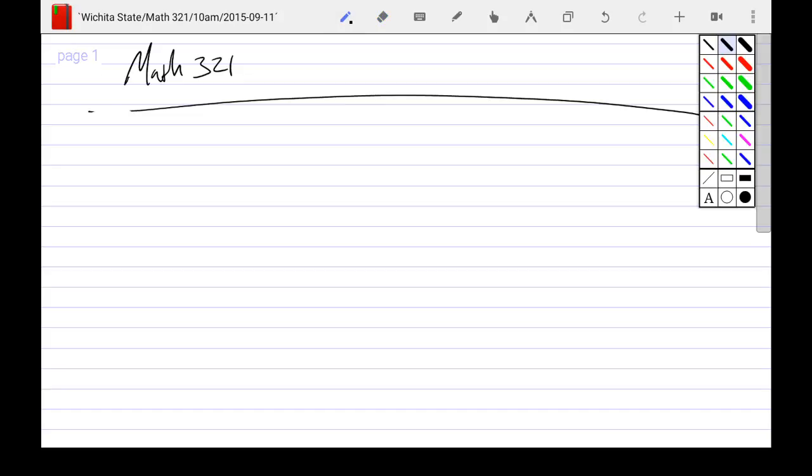Okay. If we're going to do the triangular inequality, the idea is I want to prove, or basically show to be true, that the absolute value of x plus the absolute value of y is going to be greater than or equal to the absolute value of x plus y.